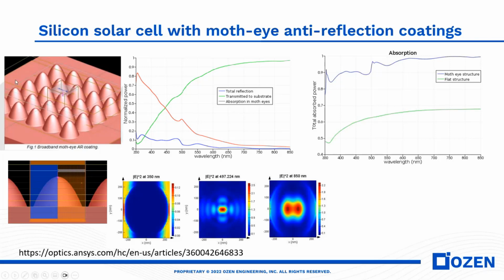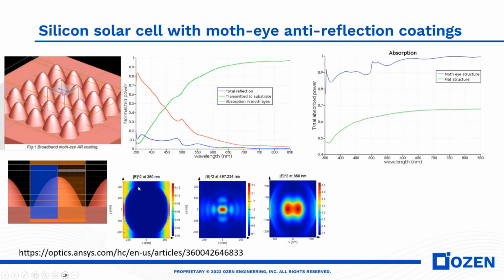You see that if we compare this plot with a flat structure, without any periodic structure, the amount of absorption is increased because of the nanostructure in our surface.